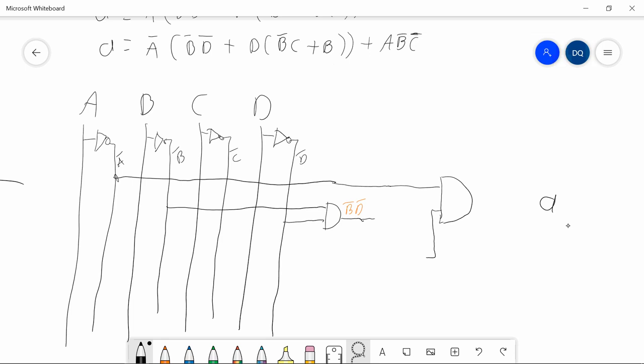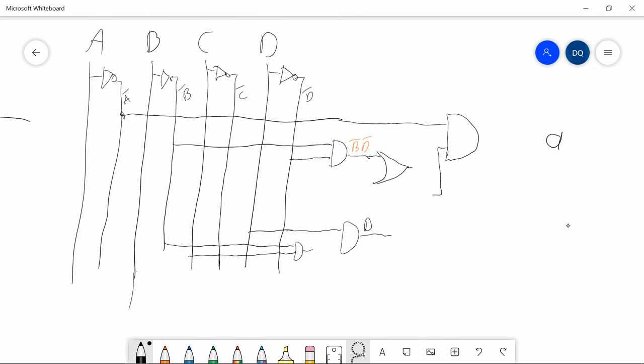Or, so we'll have an OR gate, or D, and, so I've got D, this is D, and not B and C or B. So let's move that over a little bit. So this is D and not B and C. So this is not B and C. Draw that line so we can see they're not connected. This is not B and C or B. B is here, and that goes into an OR gate.